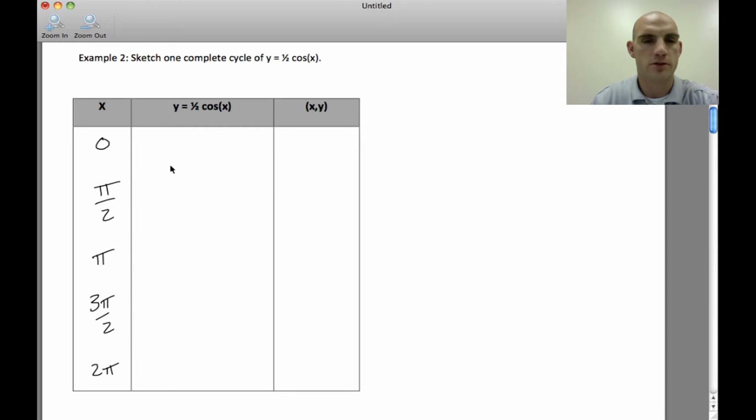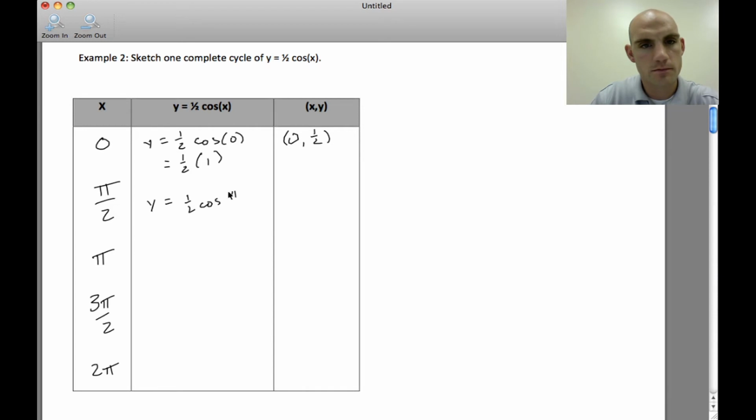Sketch one complete cycle of y equals 1/2 of the cosine of x. So let's go ahead and solve this problem. Y equals 1/2 cosine of 0. So the cosine of 0 is going to give us 1. So it's 1/2 of 1. So my ordered pair is going to be 0, comma 1/2. When I put in pi over 2, I'm looking to my unit circle to get this cosine of pi over 2. So I've got 1/2 of 0, which is equal to 0. So it's pi over 2, comma 0.